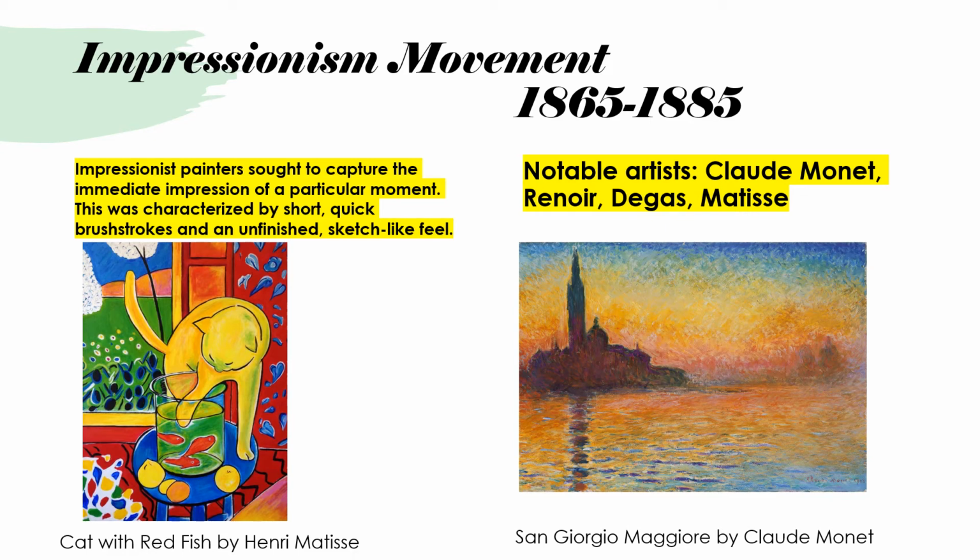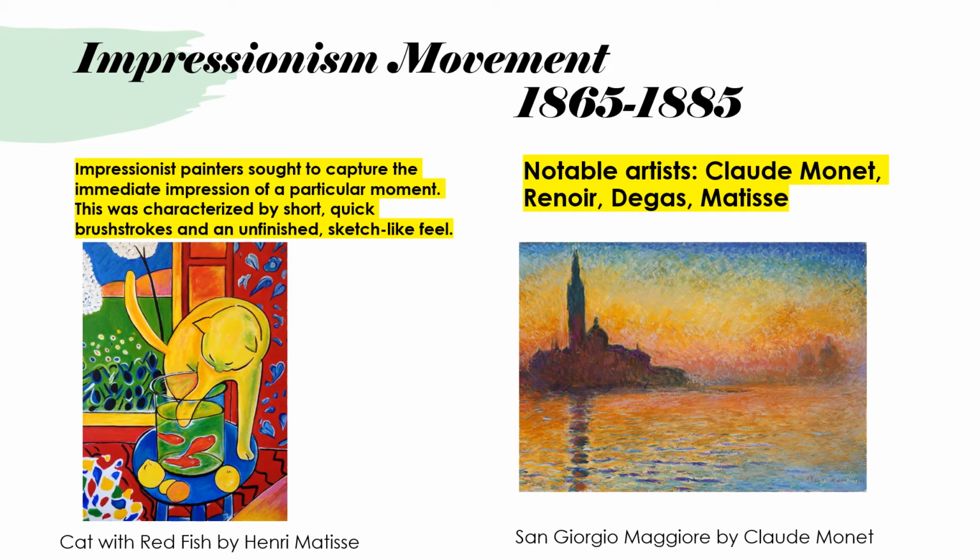Some notable artists from this movement are Claude Monet, Renoir, Degas, and Matisse. Matisse actually has a picture in this slide. The Cat with the Red Fish by Henri Matisse. He is French. A lot of Impressionism painters are French. It started in France. And while you may not consider the picture on the left, the cat with the red fish, to be Impressionism, we talked about how sometimes in a movement there are different ideas of what that movement is going to be. And look at the cat.